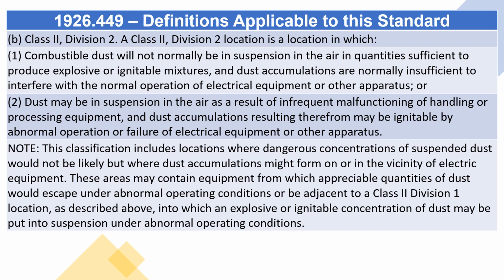Note: this classification includes locations where dangerous concentrations of suspended dust would not be likely but where dust accumulations might form on or in the vicinity of electric equipment. These areas may contain equipment from which appreciable quantities of dust would escape under abnormal operating conditions or be adjacent to a Class 2 Division 1 location, as described above, into which an explosive or ignitable concentration of dust may be put into suspension under abnormal operating conditions.